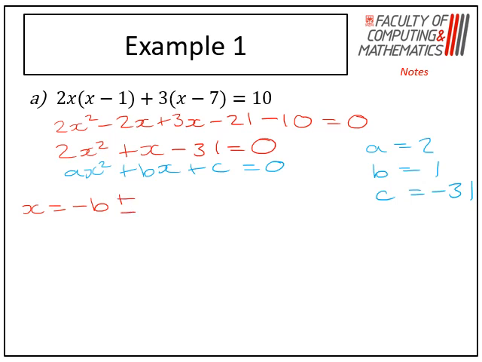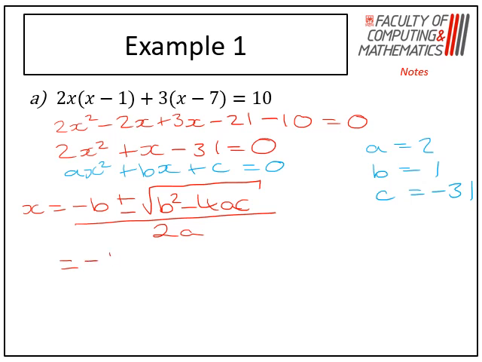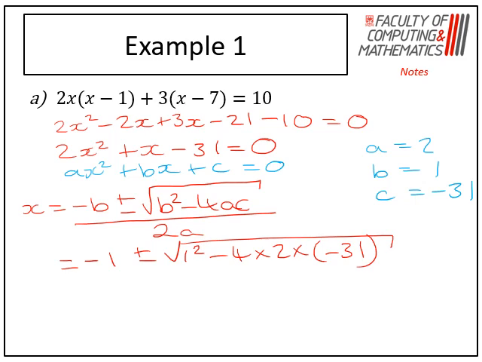So you've got x is equal to minus b plus or minus the square root of b squared take 4ac all over 2a, and substitute in. So you're going to have -1 plus or minus the square root of 1 squared minus 4 times 2 times -31, all over 2 times 2. All right, so we are going to tidy that up.